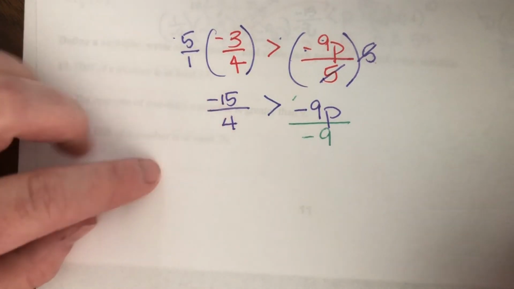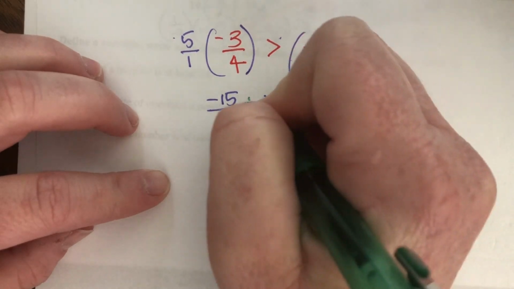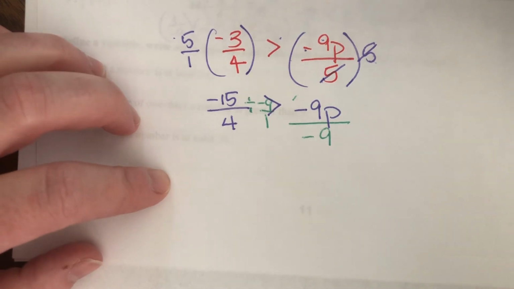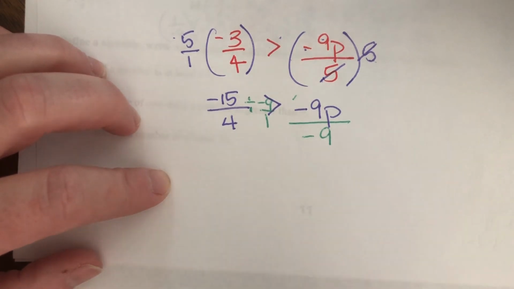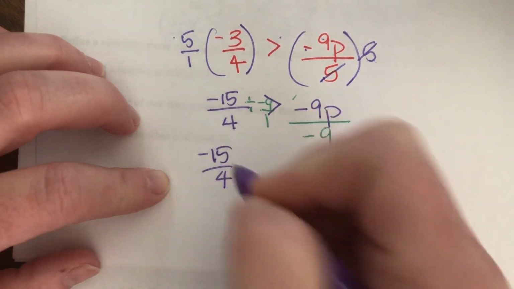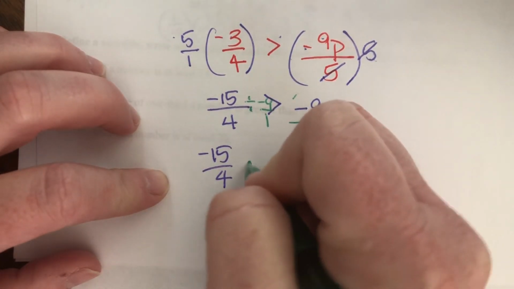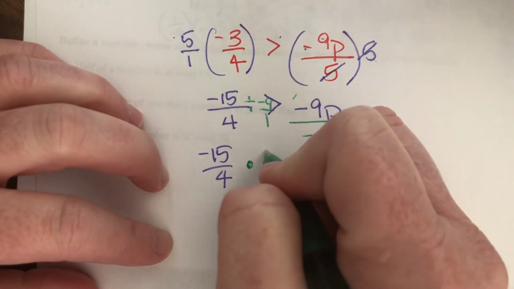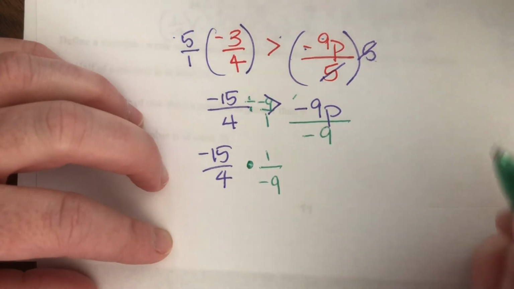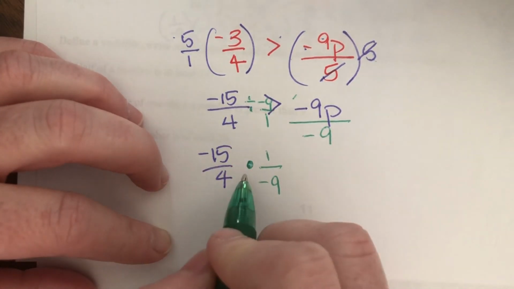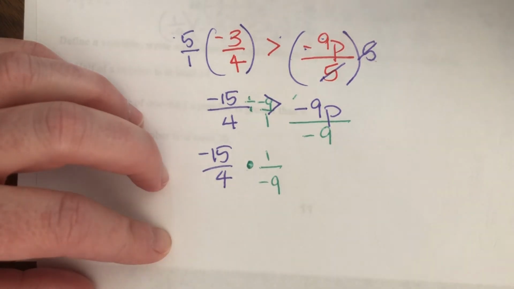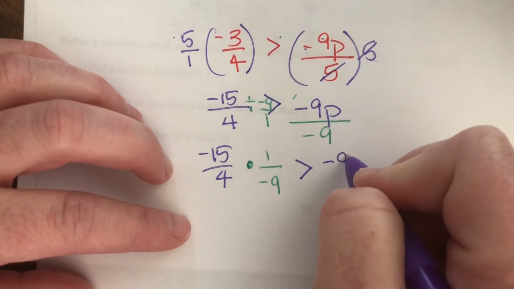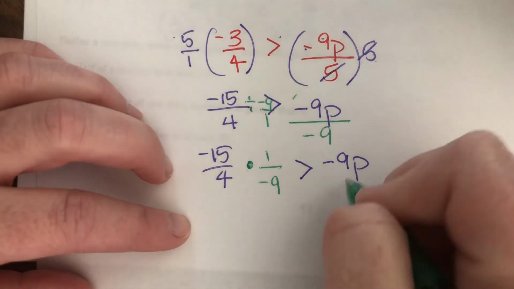And so on this side, if I divide by negative 9 over 1, remember when you divide by a fraction, it's really multiplying by the reciprocal. So this is like saying negative 15 over 4 divided by negative 9 over 1, times the reciprocal. So times 1 over negative 9. Dividing by a fraction is the same thing as multiplying by the reciprocal, don't forget. And then I haven't done anything yet, so I'm going to leave my sign the same. Negative 9p divided by negative 9.